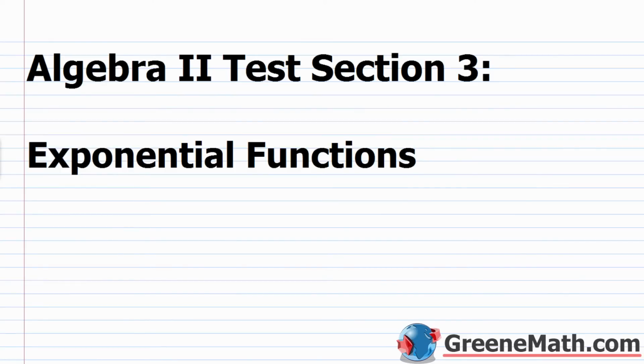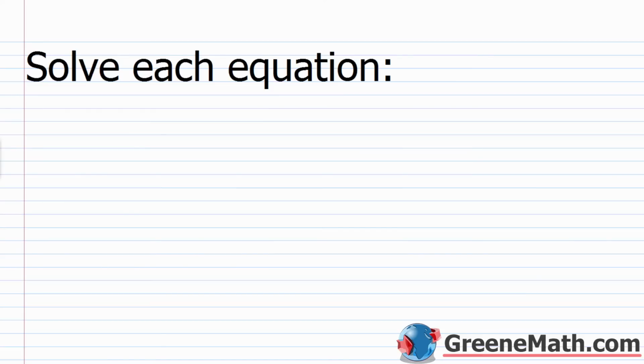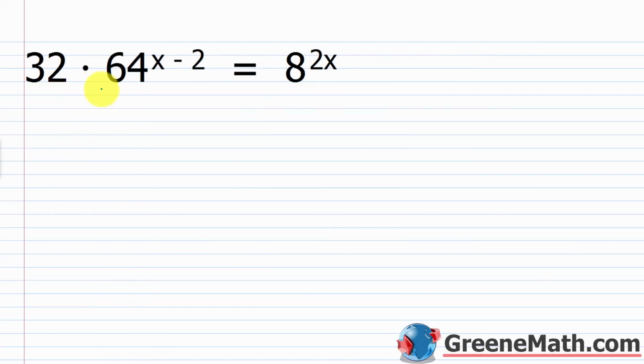Hello and welcome to Algebra 2 Test Section 3 on exponential functions. All right, so we want to solve each equation. So we're going to take a look at 32 times 64 raised to the power of x minus 2 is equal to 8 raised to the power of 2x. So the idea here is to have the same base on each side of the equation, and then we can set our exponents equal to each other, and we can solve.